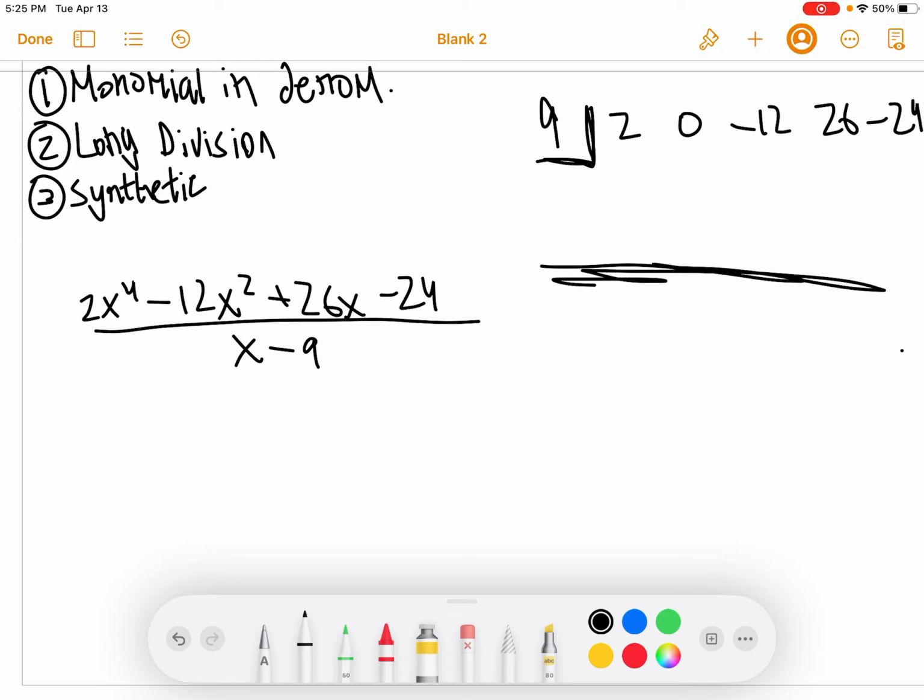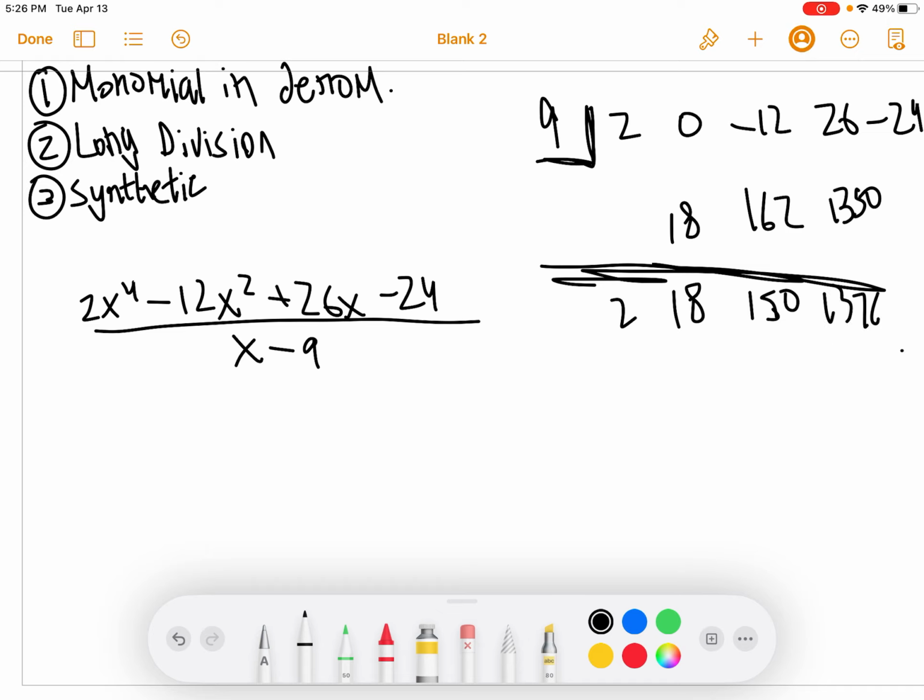Okay, so we have, bring the 2 down here, 9 times 2, 18, 0 plus 18, 18, 9 times 18, we have 162, right there. Then we have negative 12 plus 162, we have 150. We have 9 times 150. See, we're getting even bigger numbers now. 1350. 26 plus 1350 is 1376.